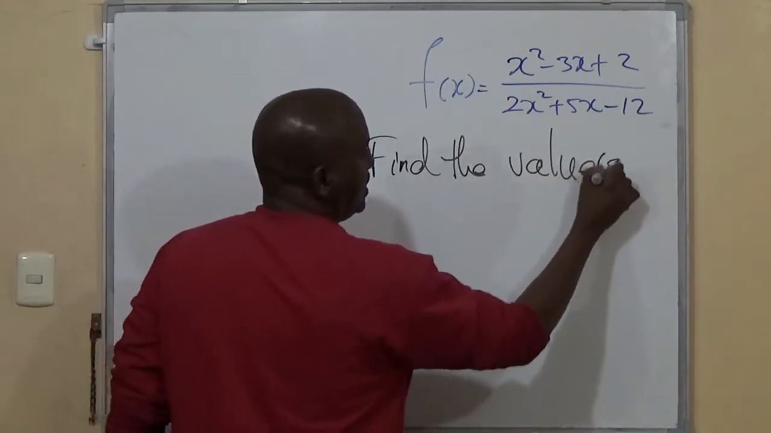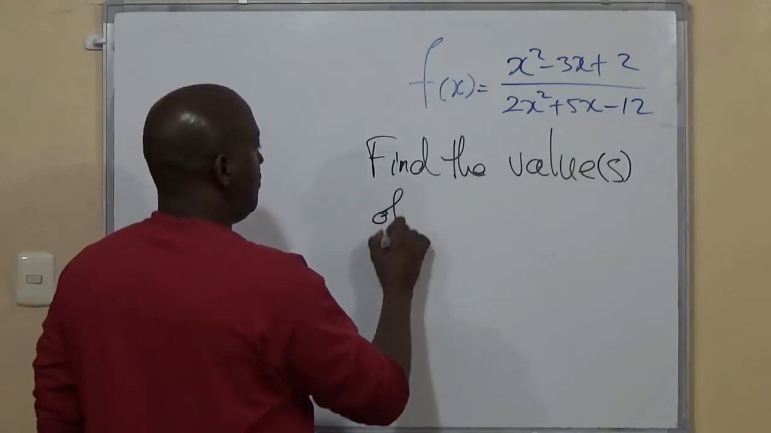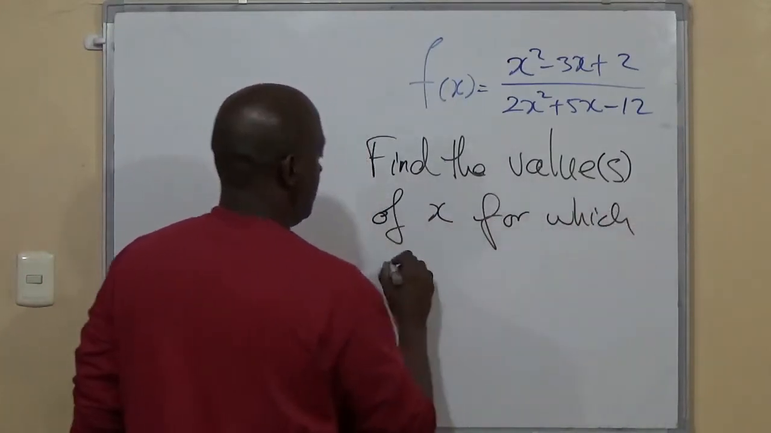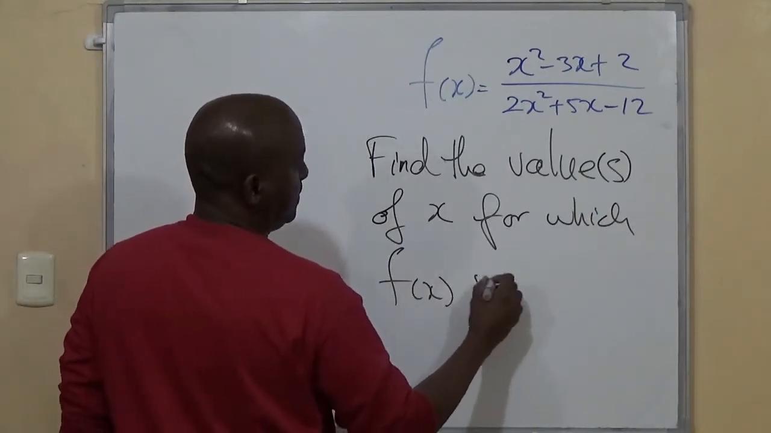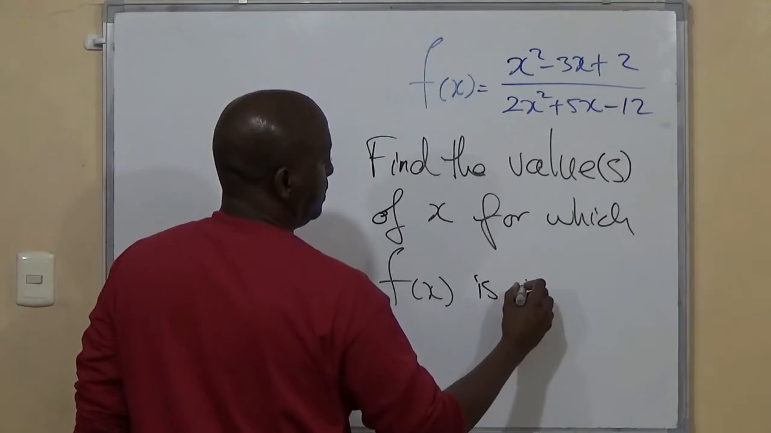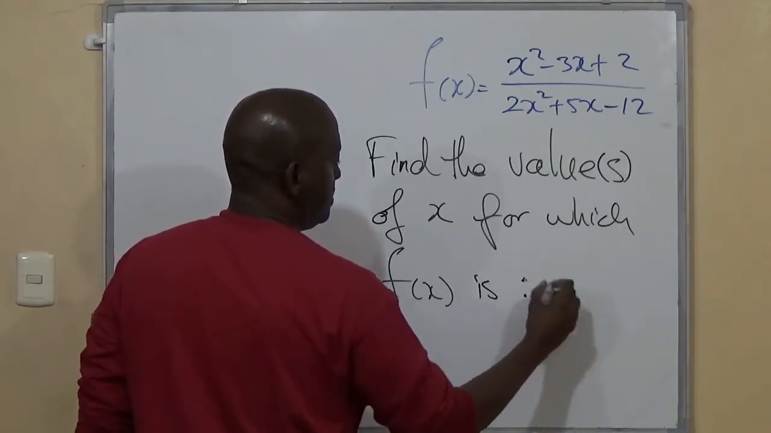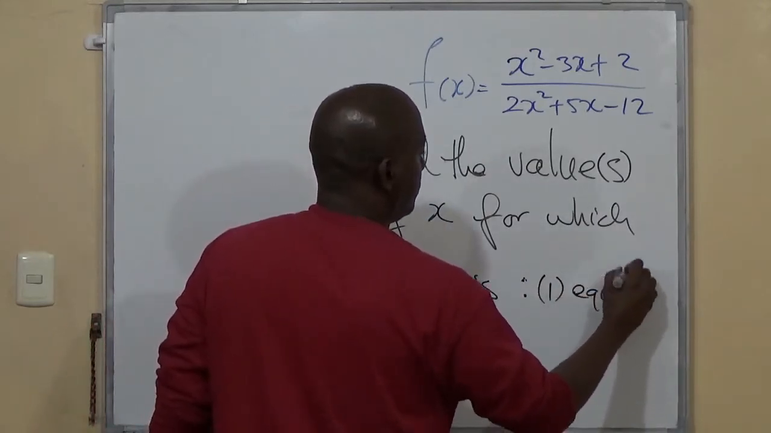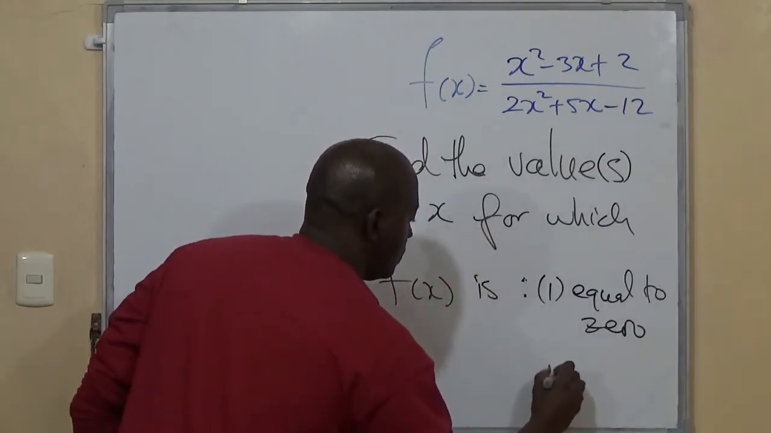In some cases, they'll put the s in brackets, value(s) of x for which f of x is equal to 0, and 2.